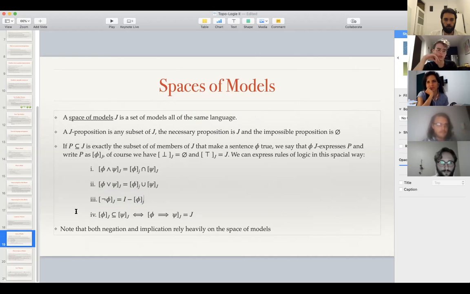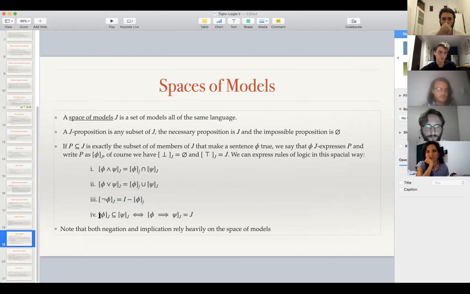This last one is interesting. In a model, we say that the set of a proposition phi is a subset of the set of a proposition psi if and only if the set of the implication is the entire thing. What this is saying is that the set of the implication is going to be truth, the necessary proposition, if and only if one is contained in the other. So this is exactly what I was mentioning before about how subset inclusion in the space of models actually becomes logical implication.